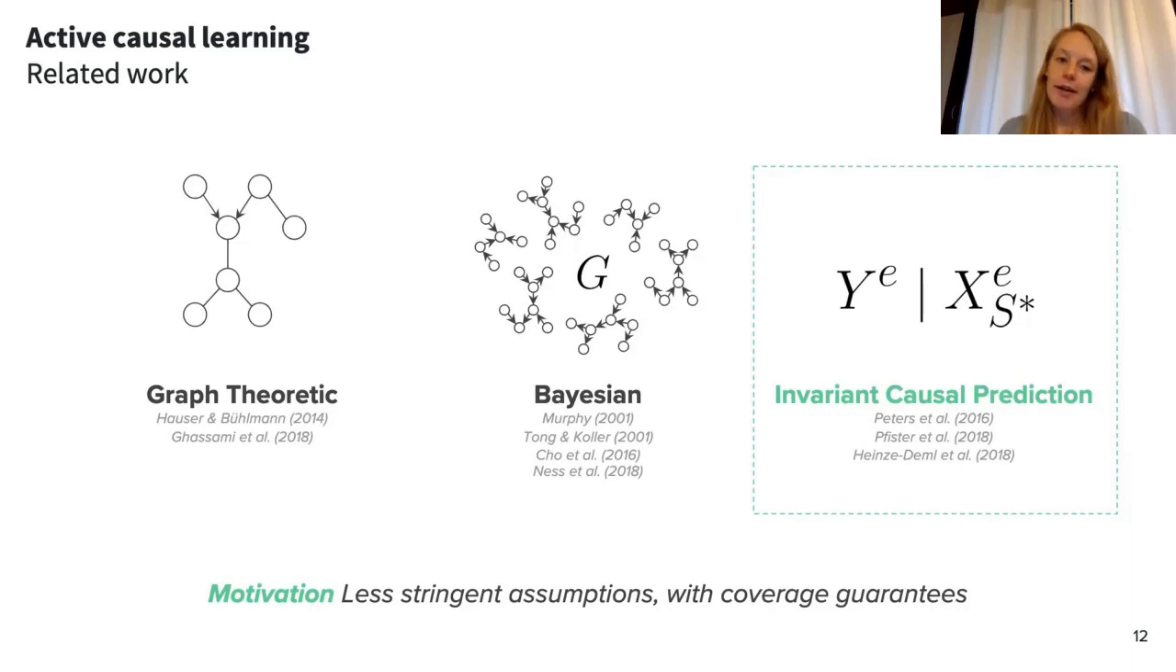Now you might wonder, why is it a good idea to build on invariant causal prediction? The assumptions are quite flexible in some sense, and it has coverage guarantees on the result. And I'll go into the details of how this method works and these corresponding guarantees in the following.